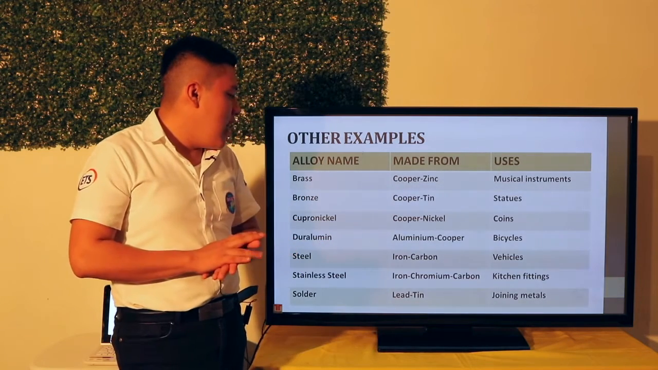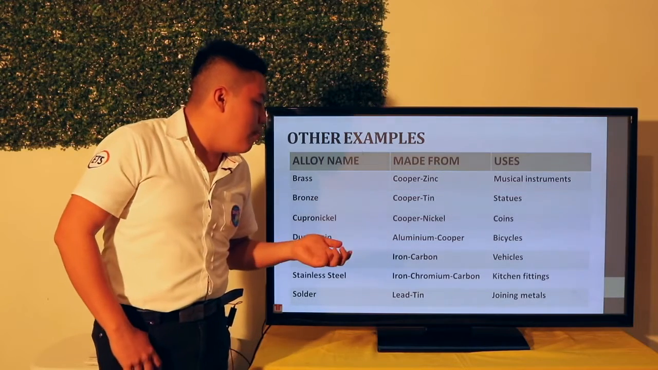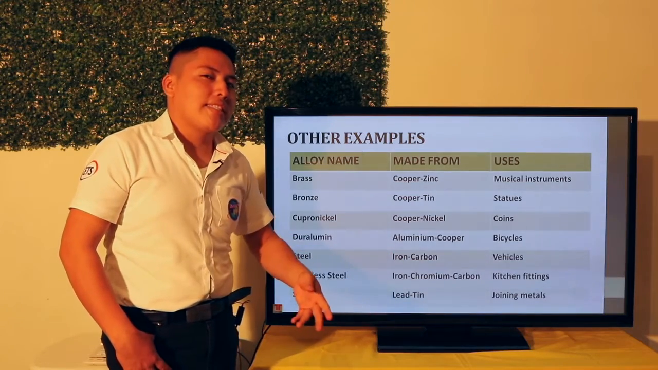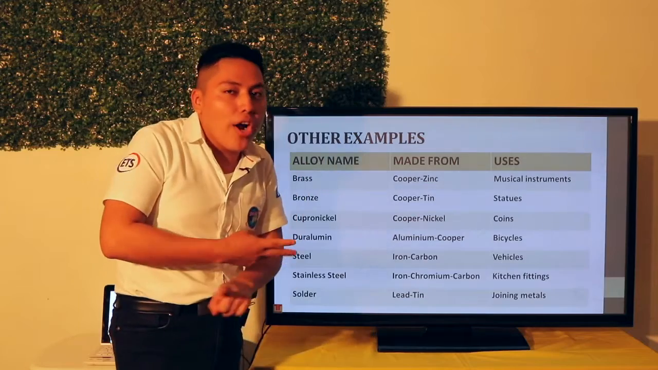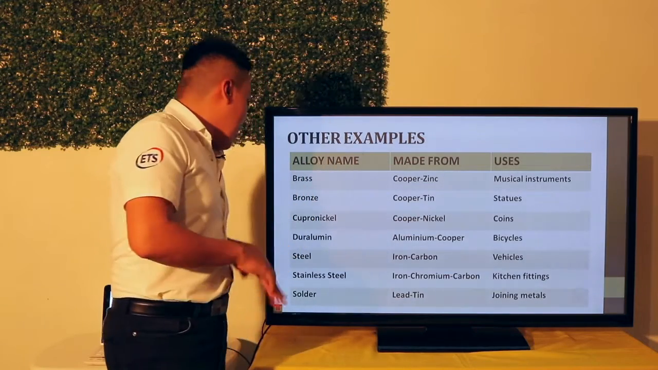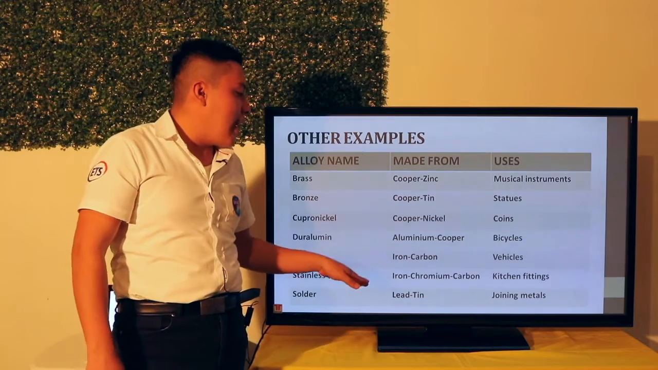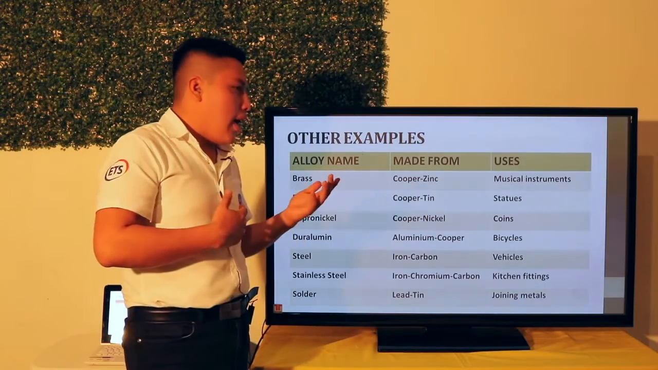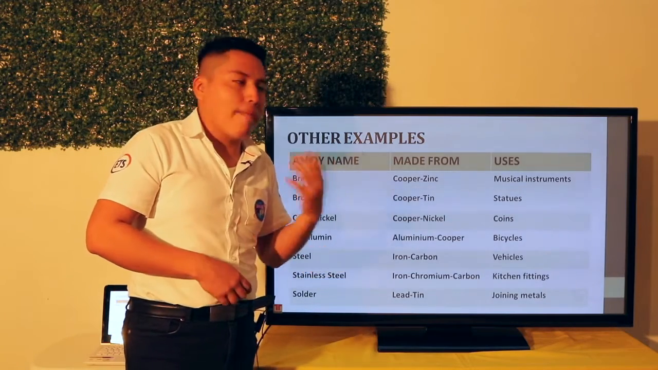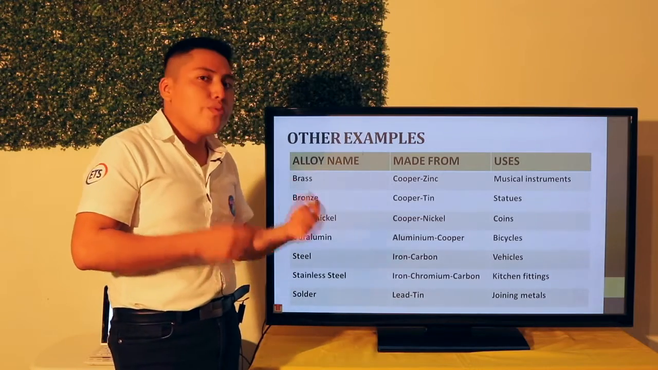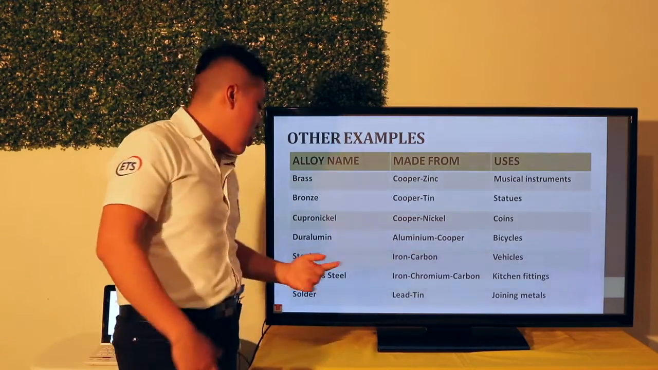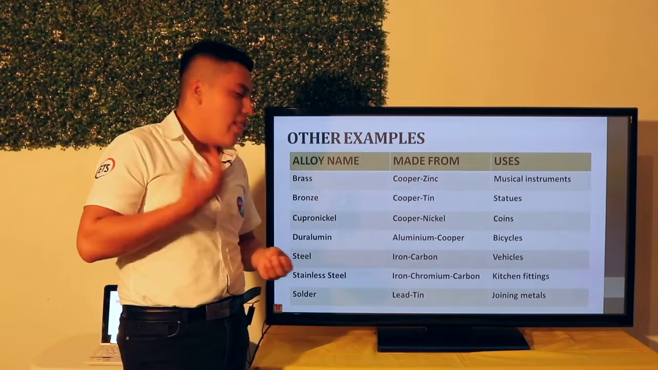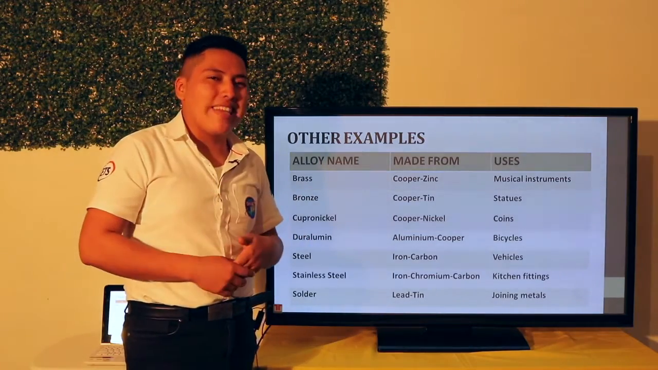Stainless steel is made from iron, chromium, and carbon, and it's used for kitchen fittings like the spoons again, forks, knives, and so on. Solder is made from lead and tin. It's used for joining metals. Maybe you have had a chance to see a person working with metals and joining them. They use solder, a mixture of lead and tin, to join these metals.